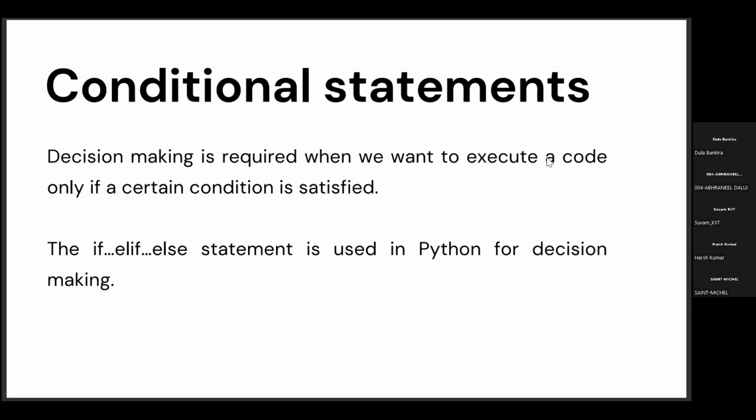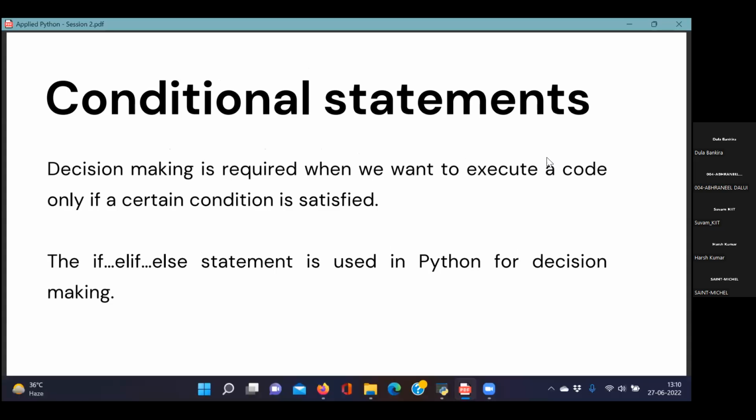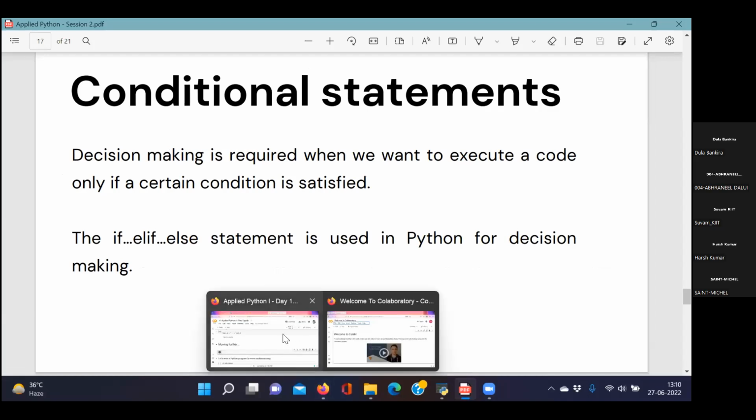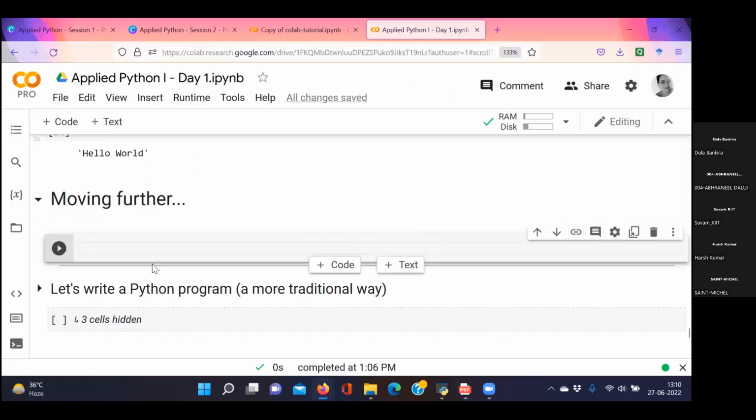And in Python, we have the if, elif, else statements. If you have worked in other programming languages, we used to have else if. That else if has been condensed into elif. It is the same concept, but the keyword used is different in Python. And else. This is used for decision making. So I'll give you a demonstration so you can understand conditional statements. Let's move on to your Colab.